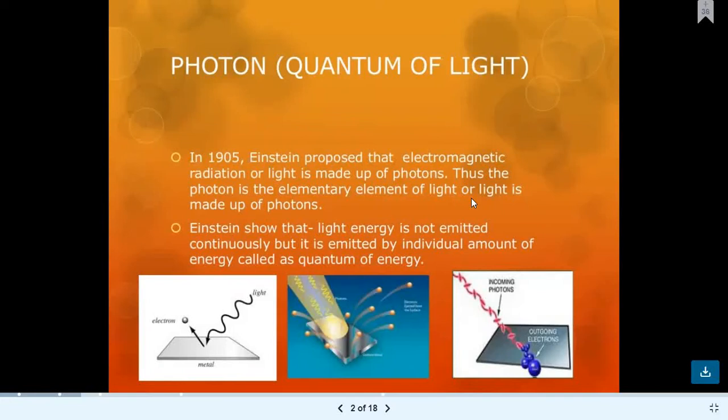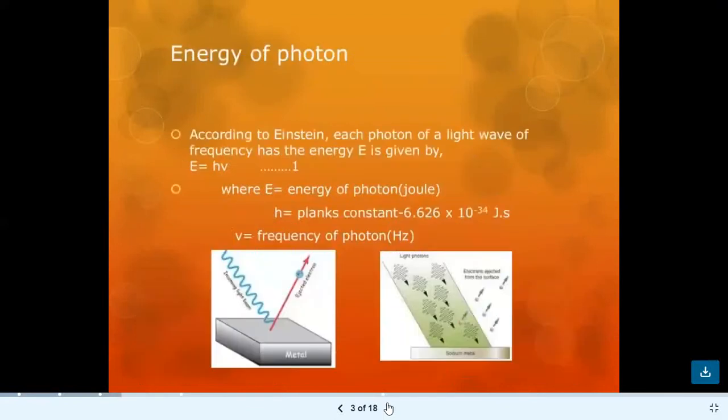In 1905, Einstein proposed that electromagnetic radiation, or light, is made up of photons. Thus, the photon is the elementary element of light. So modern physics is basically based on the concept of photons. Einstein showed that light energy is not emitted continuously, but is emitted in individual amounts of energy, or we can say packets of energy, that is known as quantum of energy.